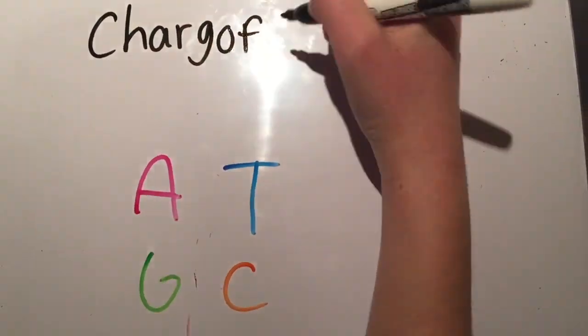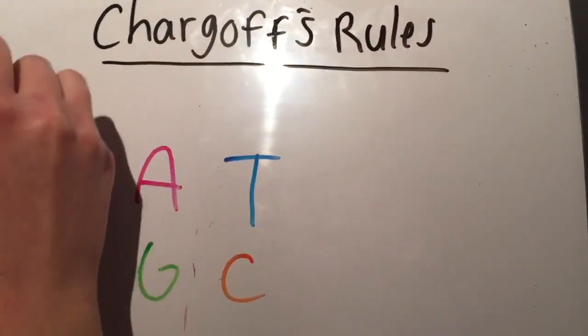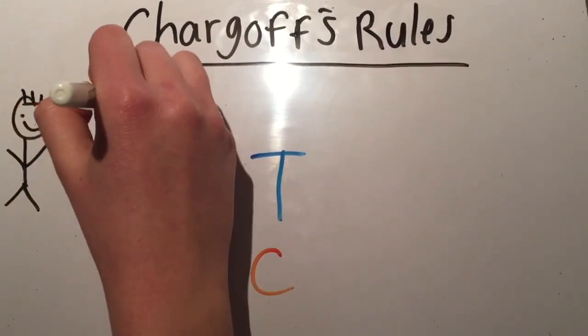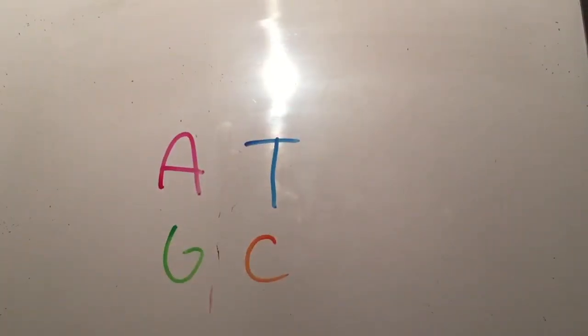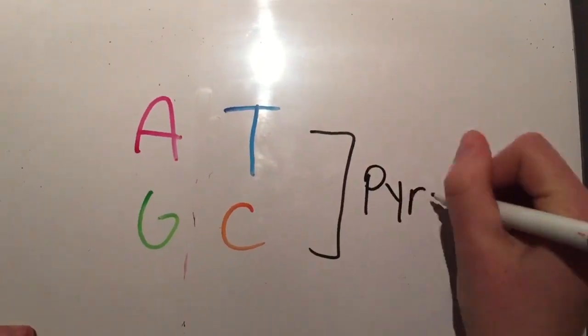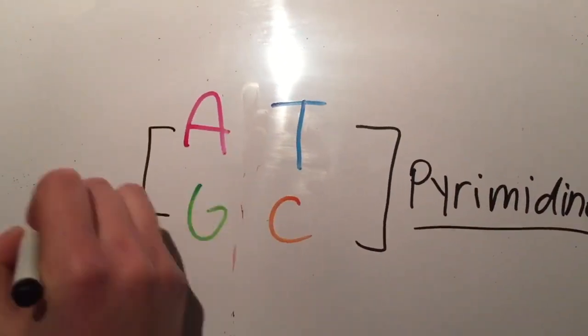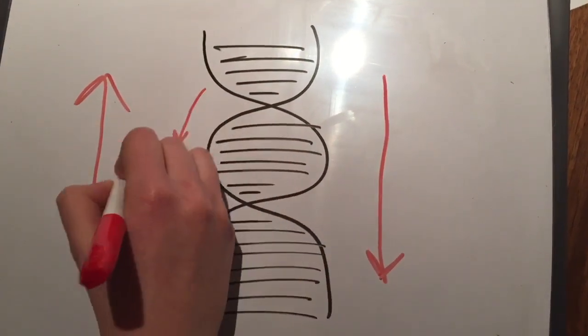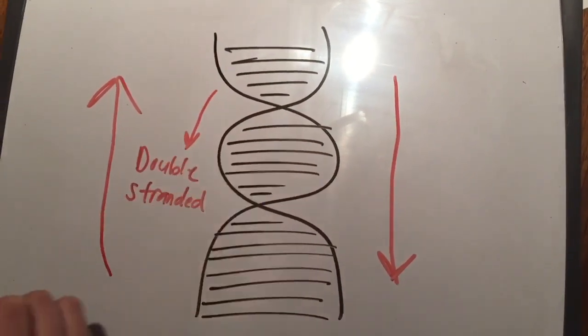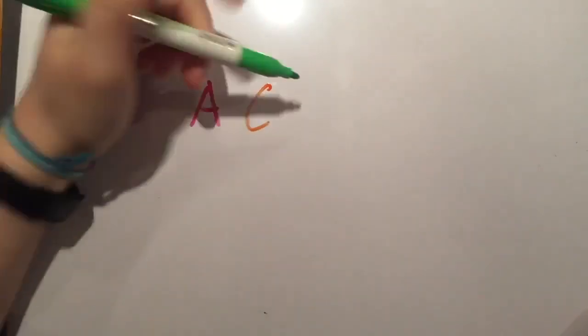Adenine and thymine are connected between 2 bonds, and guanine and cytosine are connected between 3 bonds. Thanks to Chargaff's rules, found by Chargaff, a man who lived in Germany, we learned that adenine always pairs with thymine and guanine always pairs with cytosine. Purines consist of adenine and guanine that are double-ringed, and pyrimidines consist of cytosine and thymine that are single-ringed. DNA has a double helix, which means it is double-stranded and is anti-parallel. We know that the 4 bases of DNA can be shortened to A's, G's, C's, and T's.